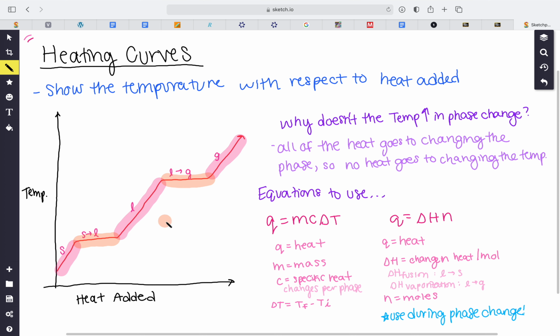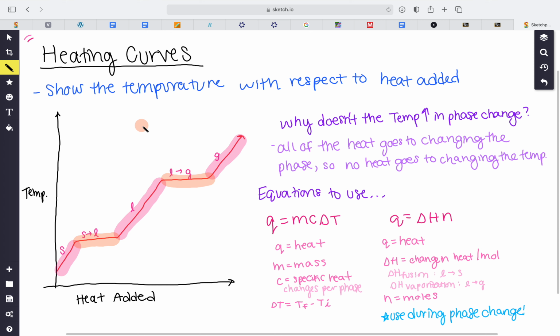It might make sense that the temperature would change, but it doesn't. The temperature is actually staying constant. The reason for that is that all of the heat you're adding is going into changing the phase. Your molecules have to use all of the heat to become excited. They need to move around and move around until they change their phase.